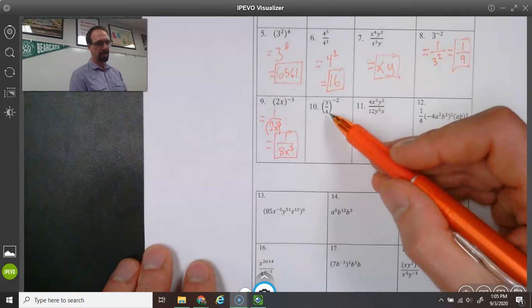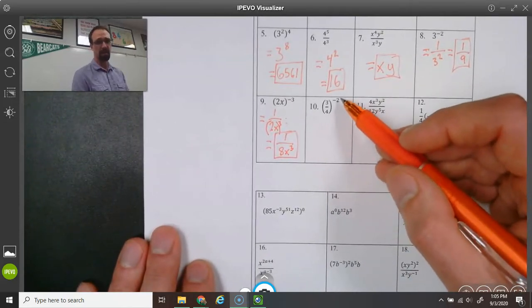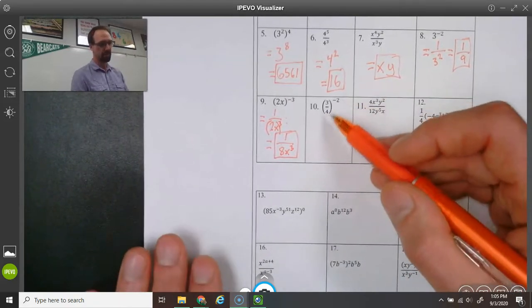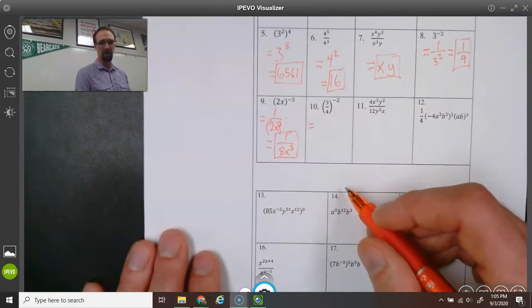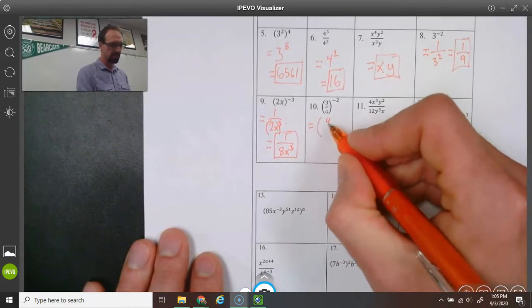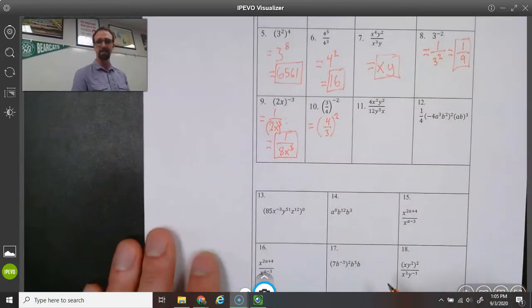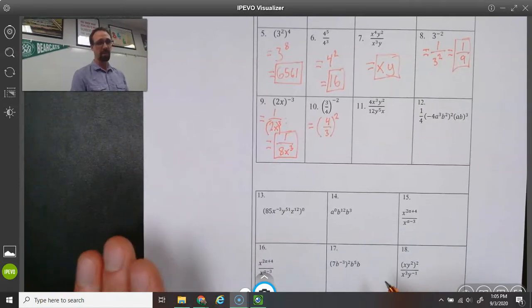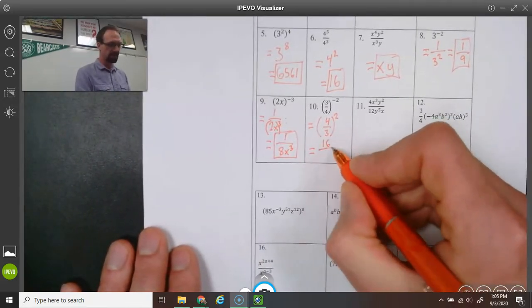With this one, we have this negative 2. We have two properties here. We have the negative exponent, and then we also have the power of a quotient property. So I am going to resolve the negative first. So I'm going to do 4/3 raised to the 2nd power. What I did is I took the reciprocal of it. Remember, the negative is the reciprocal property. Then if I square both of these, I get 16 over 9.